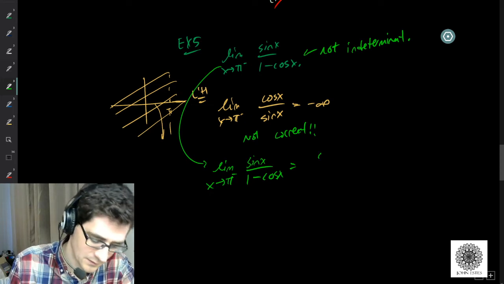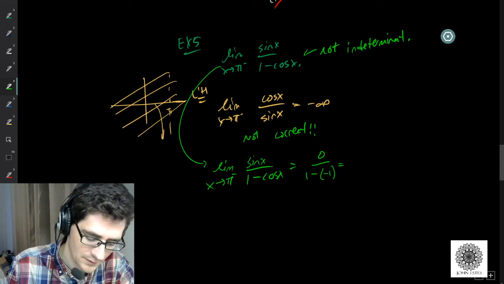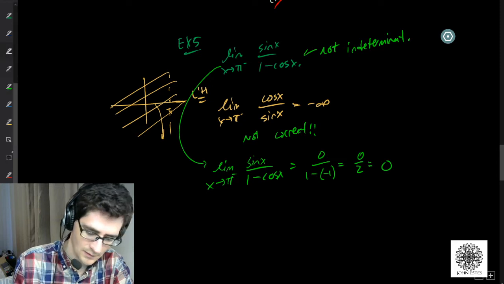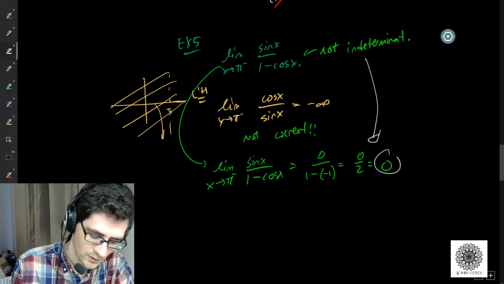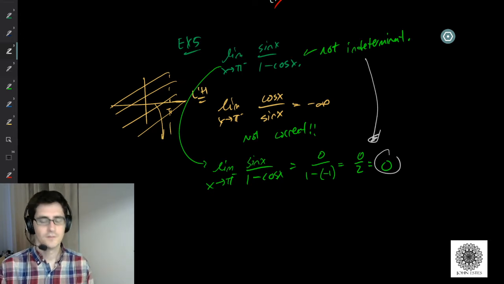Sine at pi is 0. Cosine is negative 1 at pi. So I get 1 minus a negative 1, 0 over 2, which is simply 0. It was never indeterminate in the first place. So why would I apply L'Hopital's rule? You can only do that when you get 0 over 0, okay?